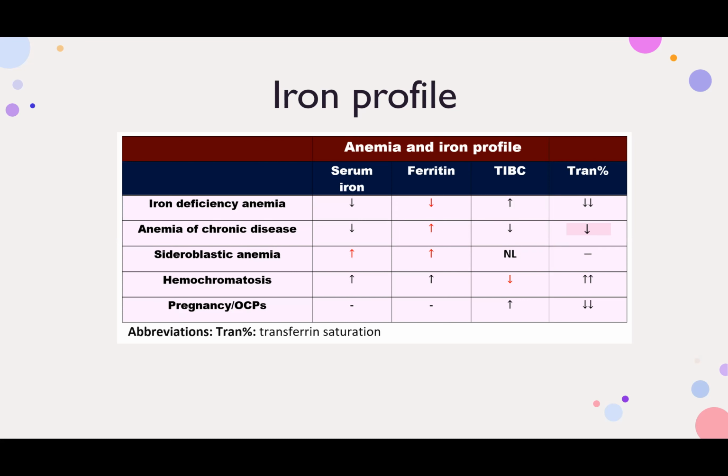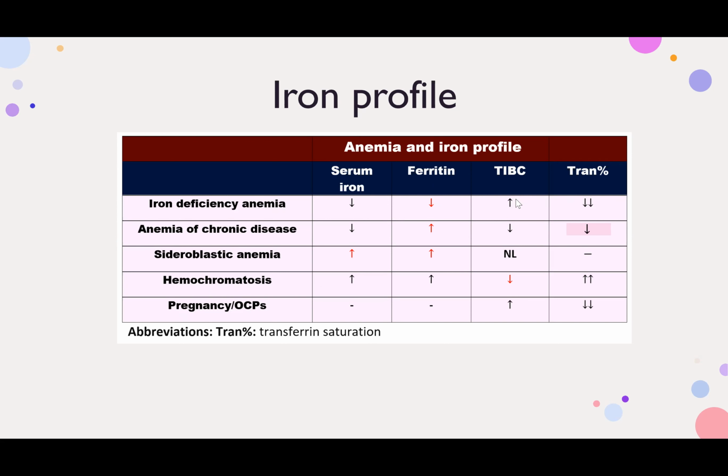Let's continue with iron profile. When you order iron profile, there are other conditions which can affect the iron profile other than the iron deficiency anemia. All right, let's start with iron deficiency anemia. In iron deficiency anemia, you have low serum iron, low ferritin, which is the storage form of iron, and high TIBC and low transferrin saturation.